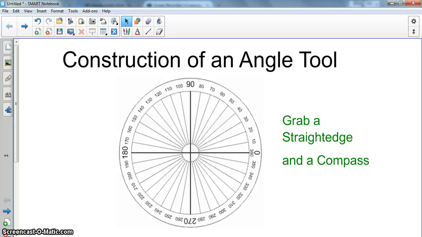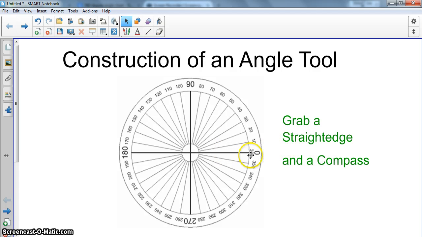Hey guys, if you missed class or you need a little refresher here, this video is going to explain what we did in class on Tuesday. We are going to construct our own angle tools. So like this picture that you're looking at here are all these angles all the way up to 360 degrees. We're not going to do these exact angles, but we're going to make our own measuring tool. And we're going to construct it from a compass and a straight edge.